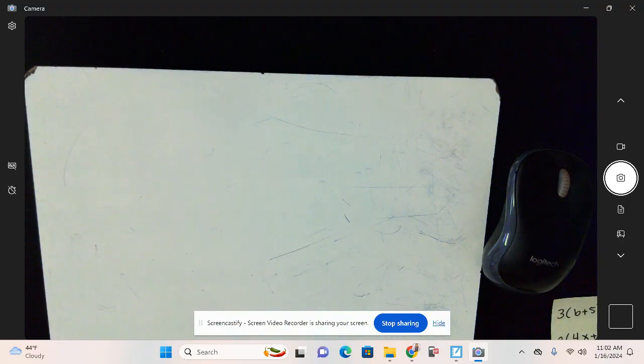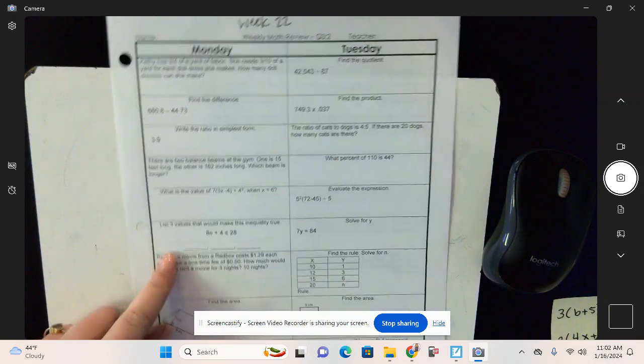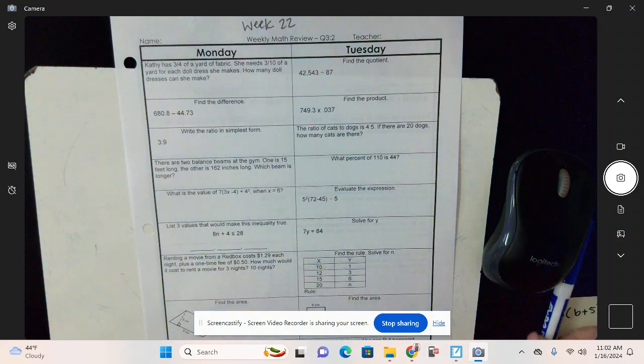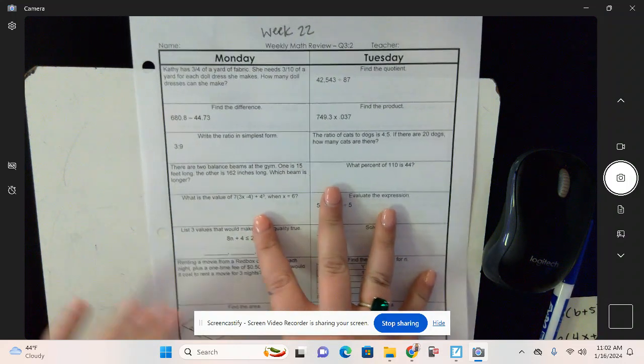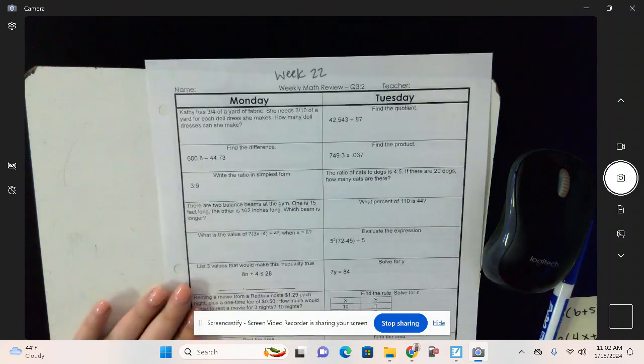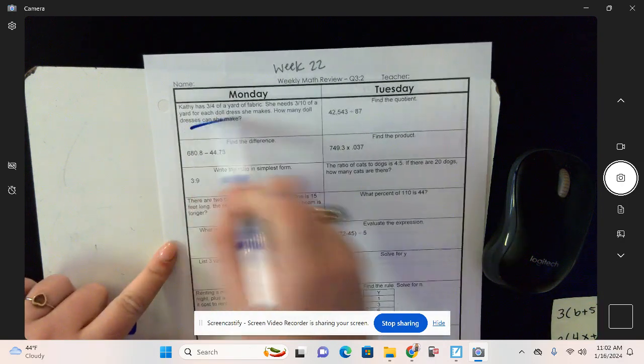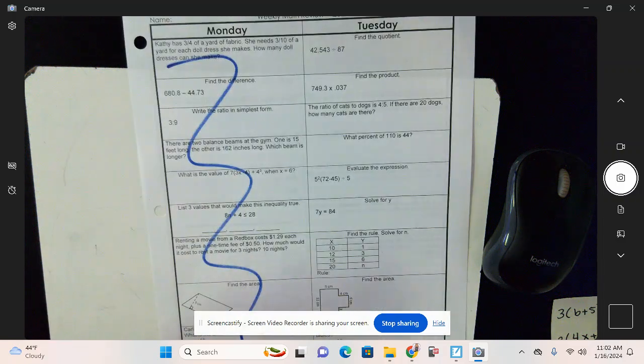All right, so today we're going to look at our homework, Tuesday night's homework. So this is the homework sheet that you should have. It says week 22 up at the top. I know we're not quite on the 22nd week of school, but this is the homework you should have. Because we did not have school Monday, you can go ahead and mark out your homework for Monday, and we're just going to pick up on Tuesday.